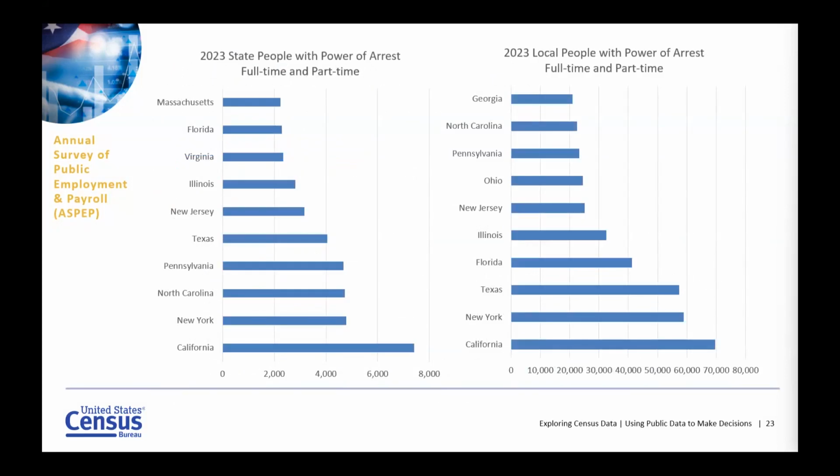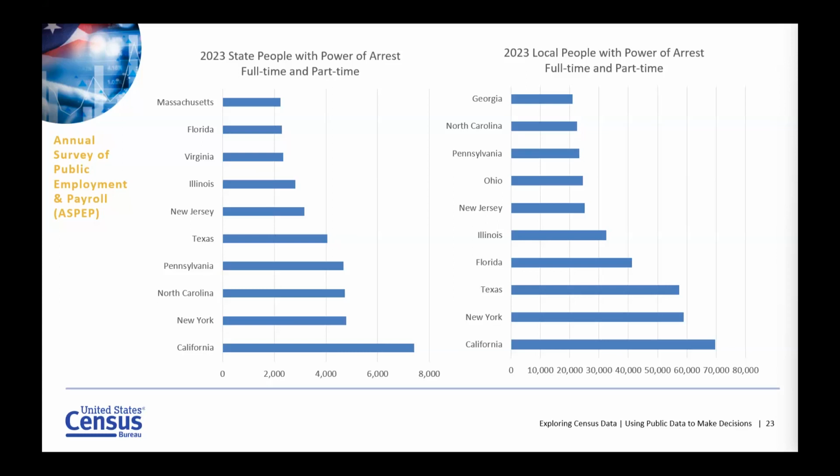I looked separately at people with power of arrest for both full and part-time, and this is our top 10. On the left is the state, and on the right is the local. But please notice, these charts are not on the same scale. Local employees are far greater than state. But like our natural resource question, all this says to us is that states with more people have more people with power of arrest. Not only is this not new information, it's also not helpful.